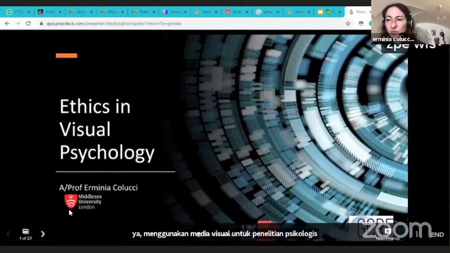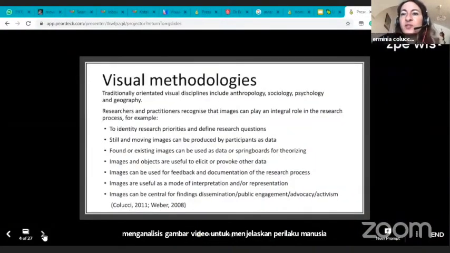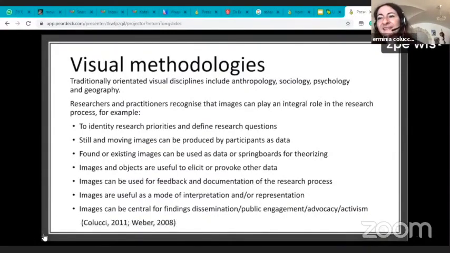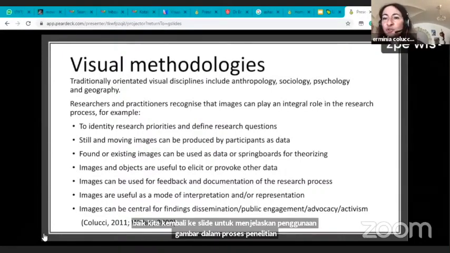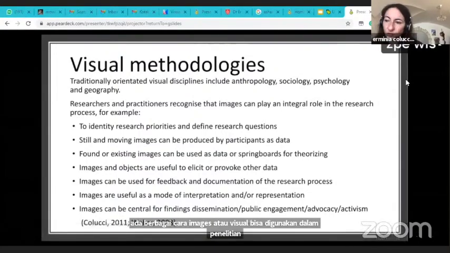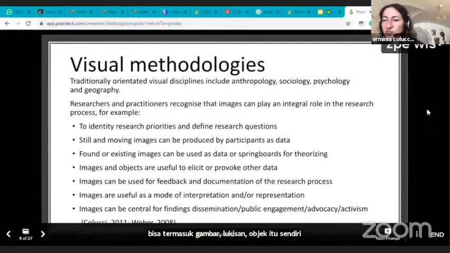So, if you can go to the slide you were showing before, there are different ways in which visuals can be used within visual psychology. Researchers as well as practitioners recognize that images can play an integral role in the research process in different ways. Both still images like photos and moving images like video can be used. Somebody wrote painting, and I said yes. Visuals can also include drawings, paintings, and objects themselves. I will focus mainly on still images, photographs, or moving images, like short videos or full-length film, okay?